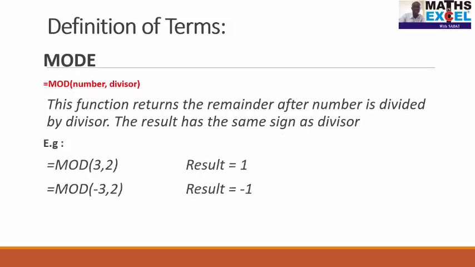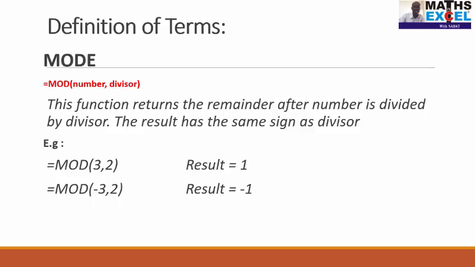For instance, if you want to find the mode of 3/2 in Excel, you write it as equal sign mode open bracket 3, 2, and the result you will have when you hit enter will be 1, simply because when you divide 3 by 2 you have remainder 1. So Excel will always return the value of the remainder.